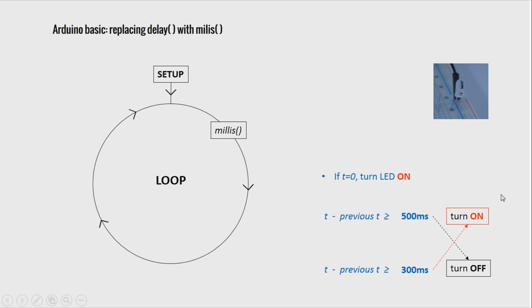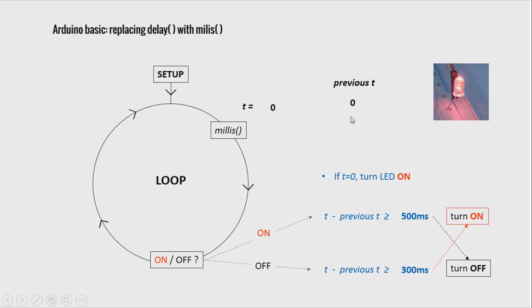As you can see here, besides monitoring the time, Arduino will also need to monitor the status of the LED, whether it is on or off. When it is on, use this rule, otherwise use this one. So let's run this. At t equals 0, it will use this rule, so the LED will be turned on and the time is marked.